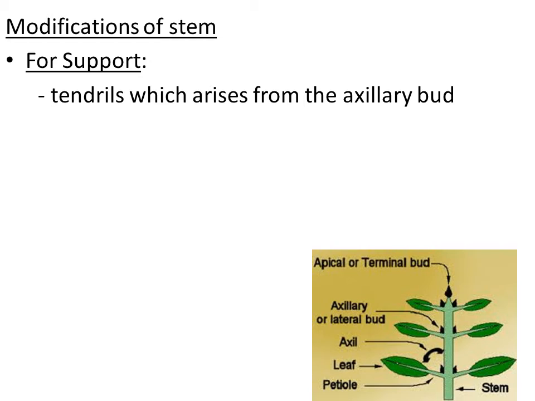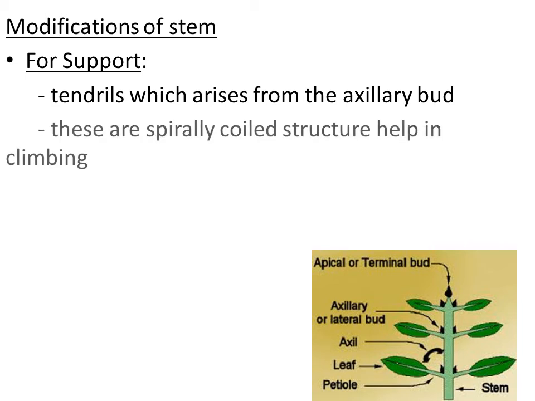In certain plants, the axillary bud gets modified into tendrils. What do you mean by tendrils? Tendrils are highly coiled, spring-like structures. Have you seen the watermelon plant or cucumber plant? In these two plants, we can find a spirally coiled spring-like structure. That structure is actually the modified part of the axillary bud. So the axillary bud gets modified into a highly coiled structure called a tendril.